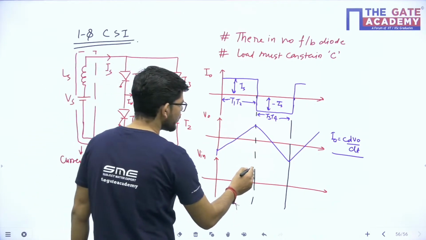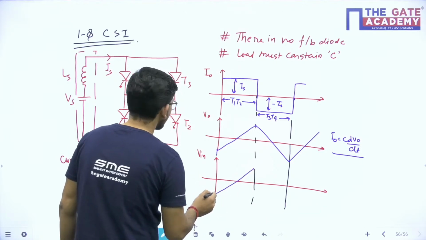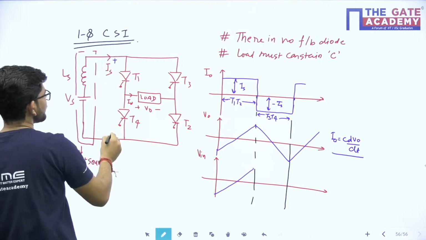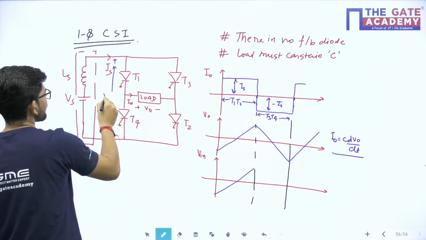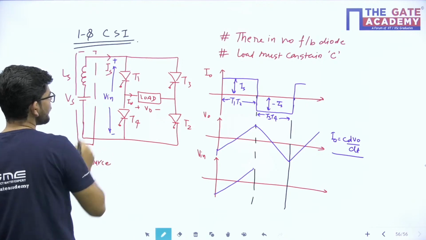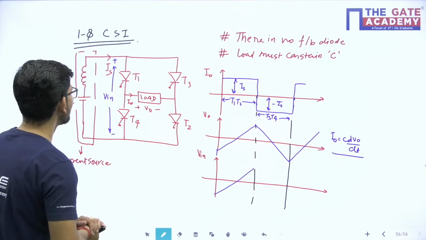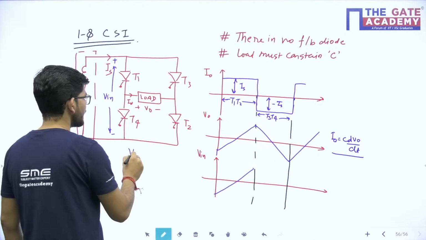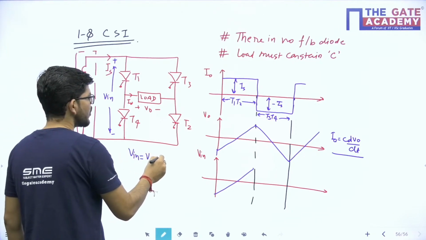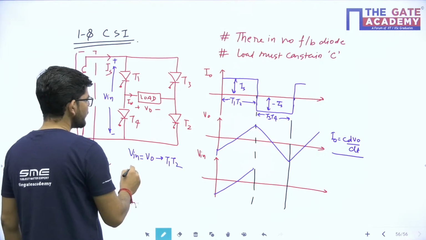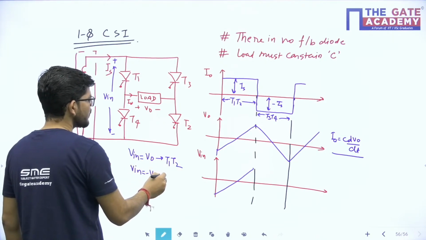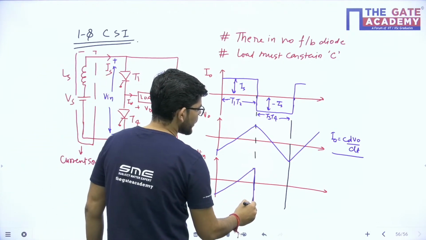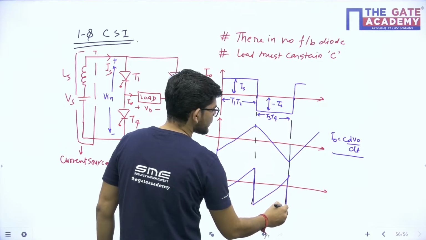What happens to V input? What is the voltage V input? V input is this particular voltage. So what will happen to V input? When T1 and T2 are on, V input is equal to V naught, and V input is equal to minus V naught when T3 and T4 are on. So what will I get? I will get a waveform like this as the input voltage waveform.